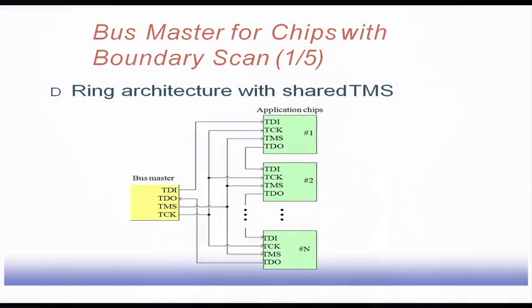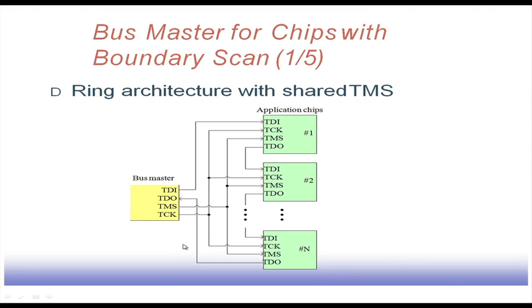Bus master architecture for chips with boundary scan. One possibility is that they are connected in a ring architecture. So, this bus master has got TDI, TDO, TMS, the test mode select, and the clock signal. The application chips are connected in a daisy-chained fashion.